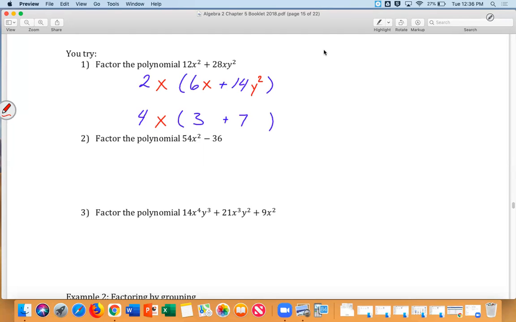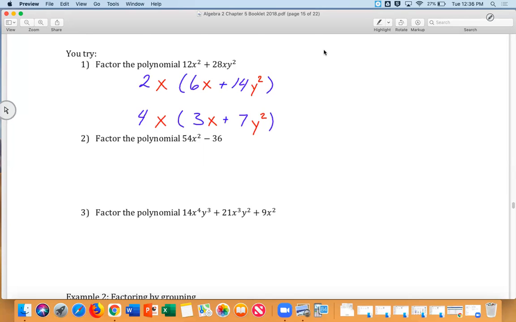Hopefully you see this. Hopefully you're getting there. 12 divided by 4 is 3. X squared divided by x is x. See that? 28 divided by 4 is 7. Xy squared divided by x. Well, I'm not really worried about the y part, right? Because x and y don't have anything to do with each other. So x divided by x is 1. They cancel. And I'm just left with y squared.